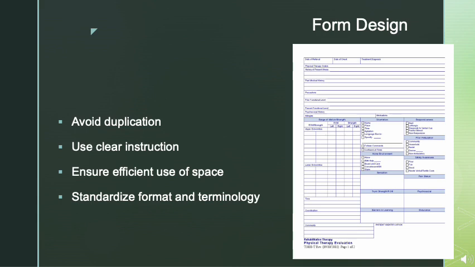First, avoid duplication. This means that the same information should not be repeated unnecessarily in different parts of the form. Duplication can lead to wasted time, increased workload, and a higher chance of inconsistency. For example, if patient identification is written multiple times in different sections, there is a risk of mismatch or error. Instead, forms should be designed so that information is recorded once and used consistently throughout.